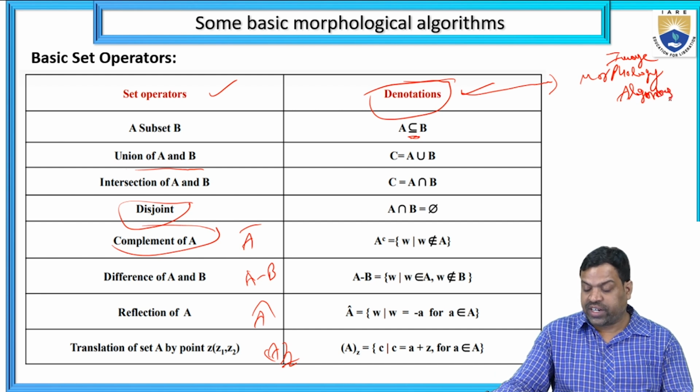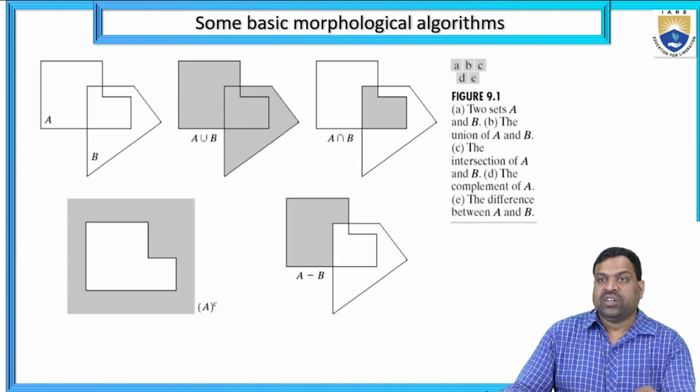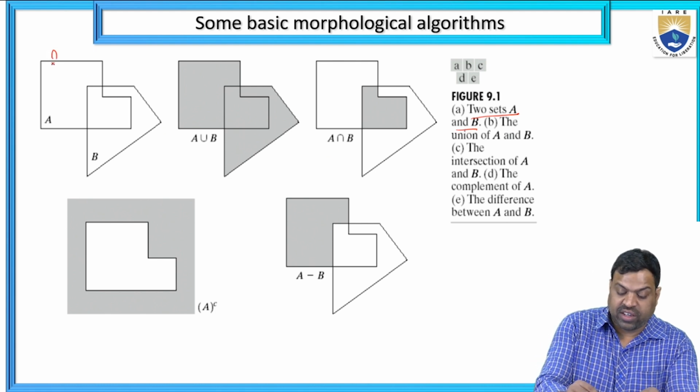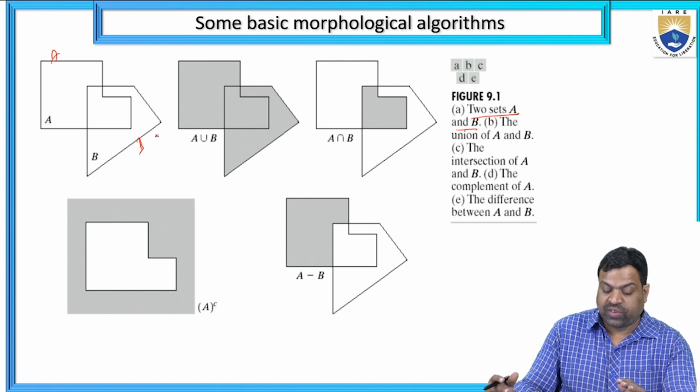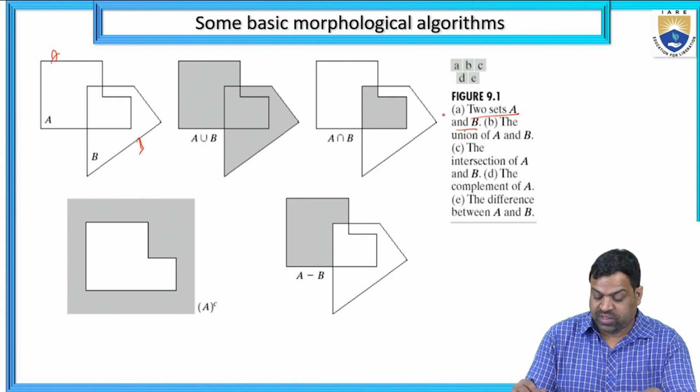Later we'll discuss the set operations and notations, and what the need of morphological images is. It is one example of two sets A and B. It is set A and it is set B, with different sizes. Figure A shows two sets A and B, and figure B is the union of A and B.